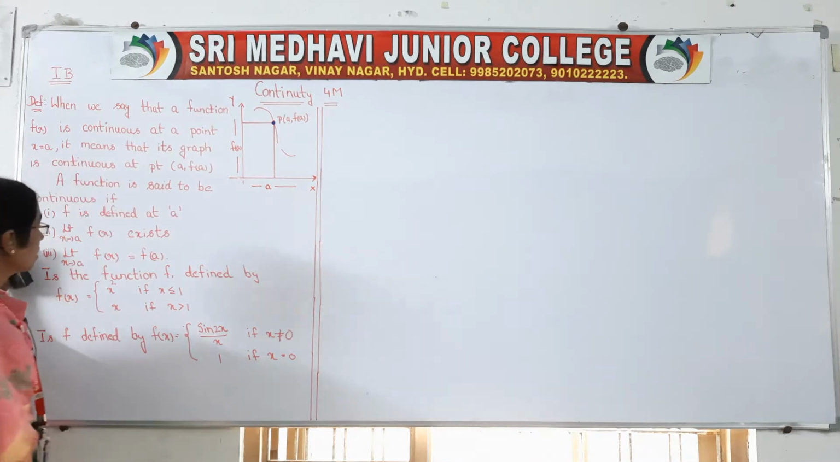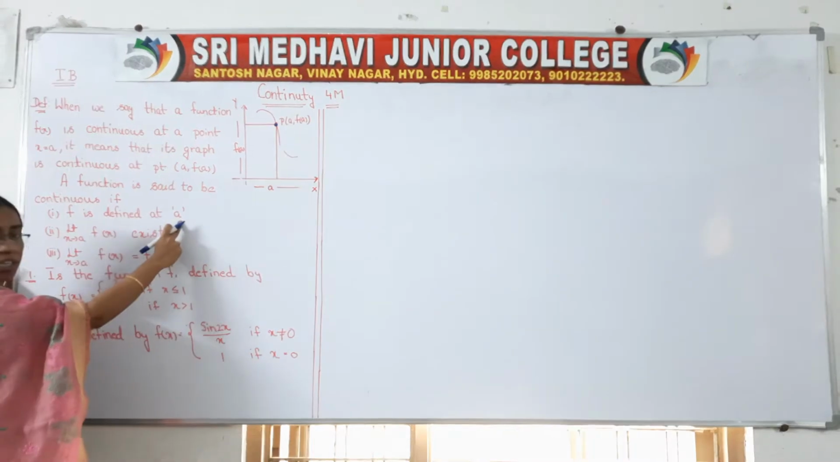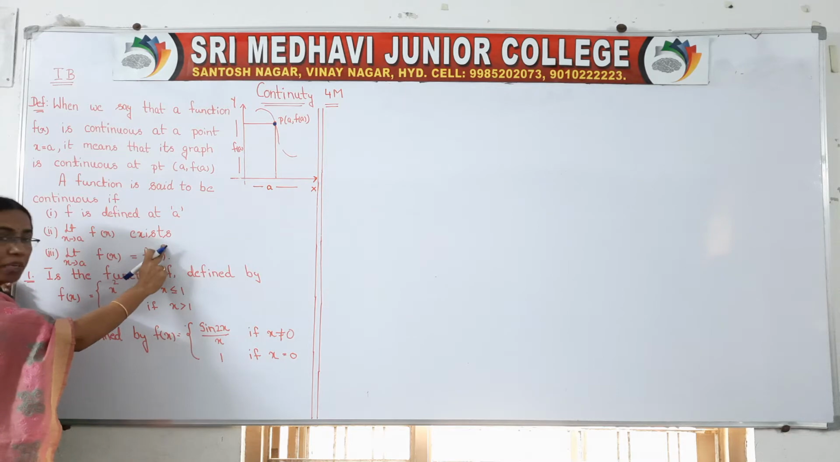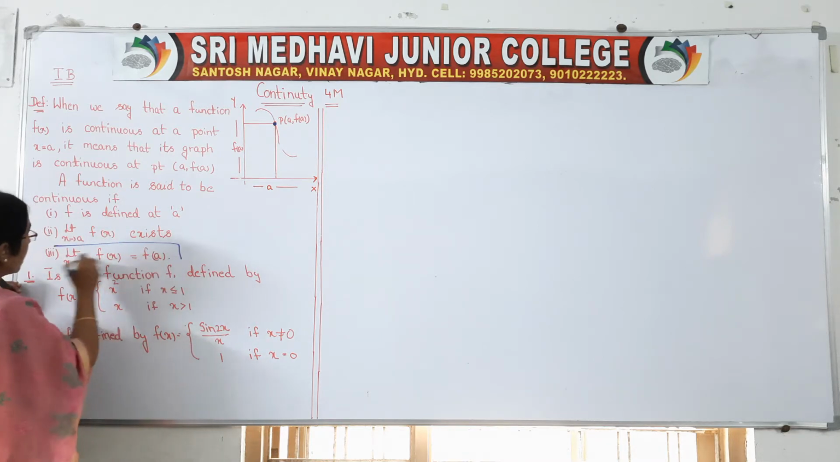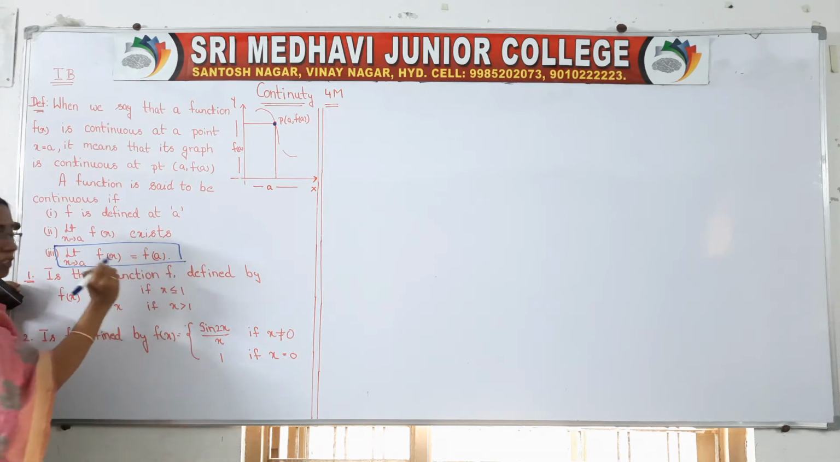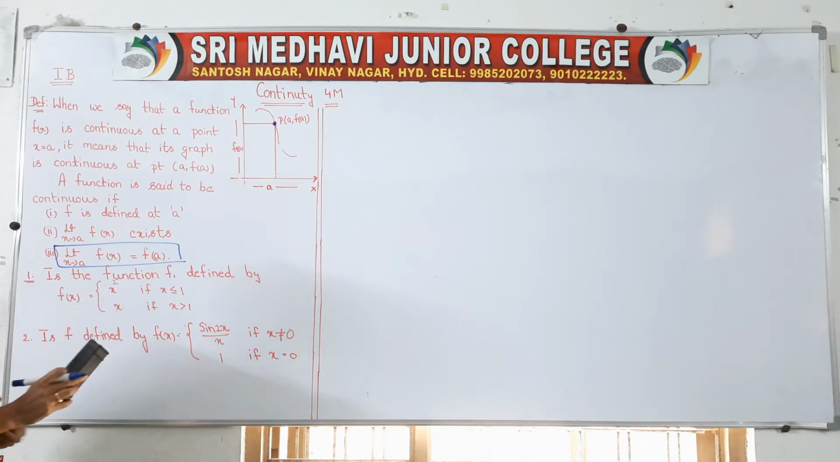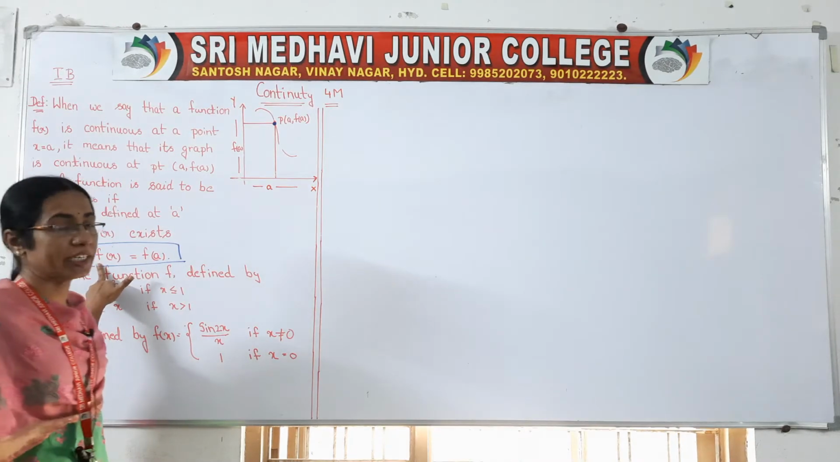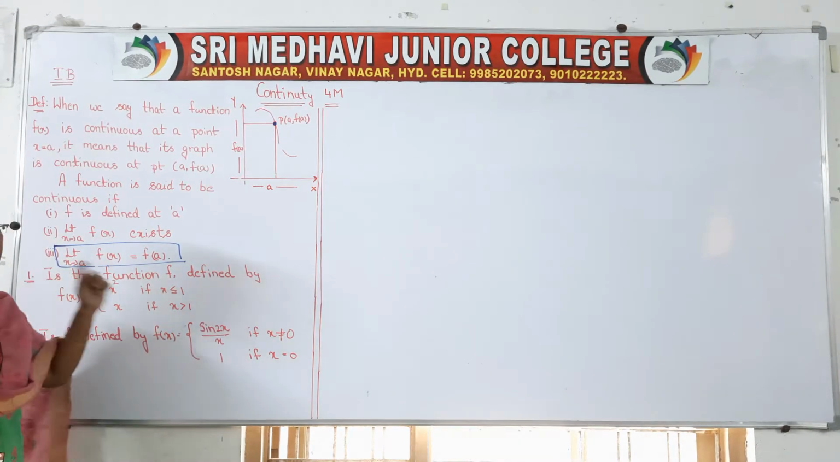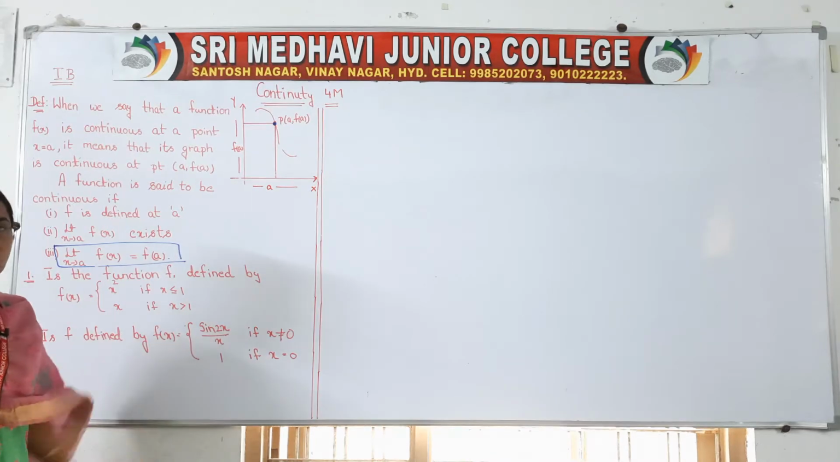So mainly it should be defined at that point and the limit must exist. After that, if limit x tends to a, f of x is equal to f of a, then the function is said to be continuous at that point.